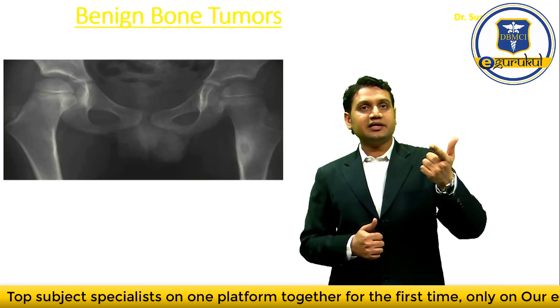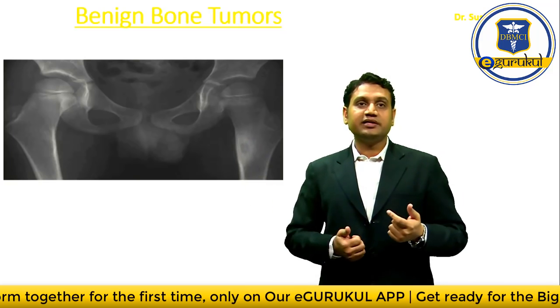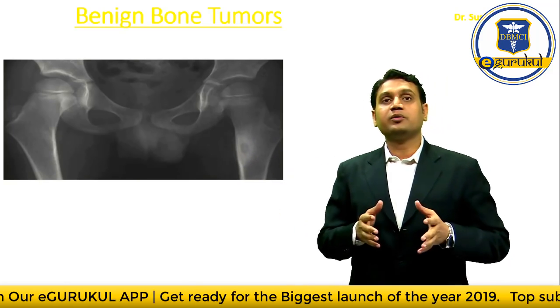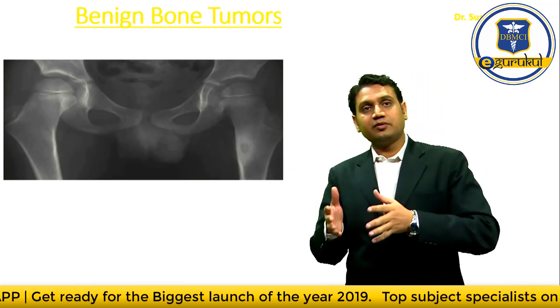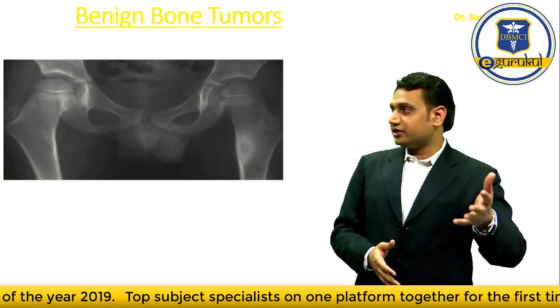Number two, eccentric lesions surrounded by sclerosis, suggestive of solid reactions, right? And number three, the size of the nidus, the size of the central lytic lesion. It should always be less than 1.5 centimeters. If it goes more than 1.5, it cannot be osteoid osteoma, right? So let's see how the pathology can be linked to it.